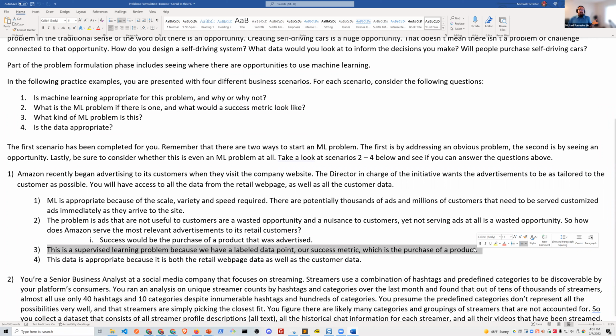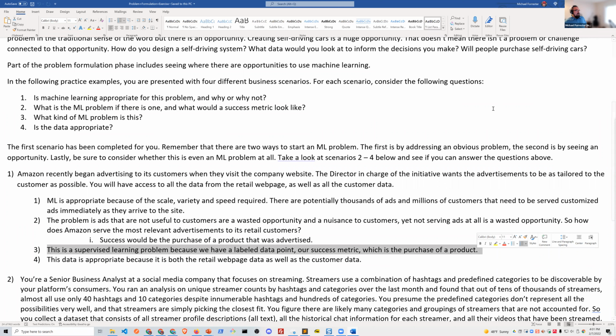I'm assuming that the customer history data shows their purchases. I'm assuming that on the retail website, we know whether or not we've shown a customer an ad. Now, do we have linkages between those two, between the customer profile on the back end and the advertising profile on the front end? That could be a problem, but we're going to table that for now.